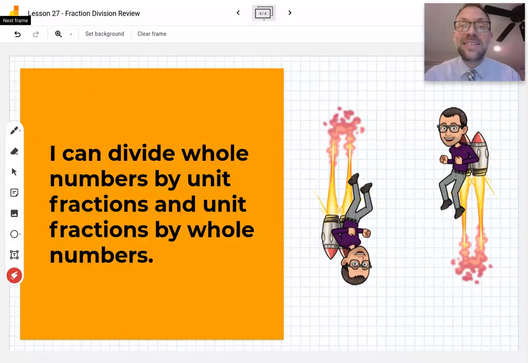It's time to practice, practice, practice. Our learning target today is I can divide whole numbers by unit fractions and unit fractions by whole numbers. And we're going to do things in every way we just reviewed. We're going to review everything we've learned. Let's get started. Please let me know if you need help.